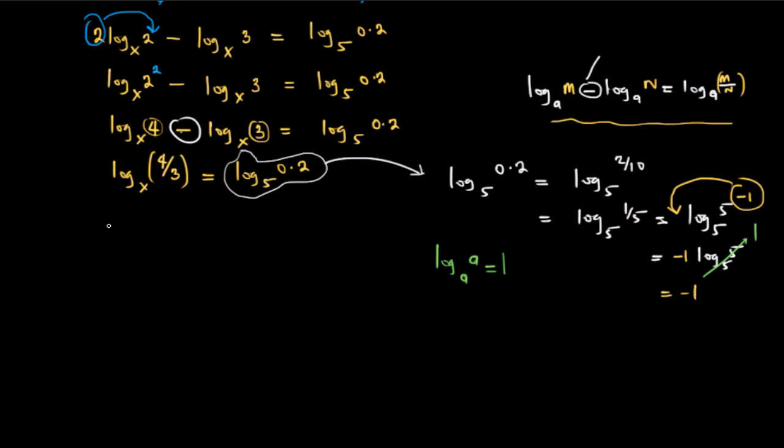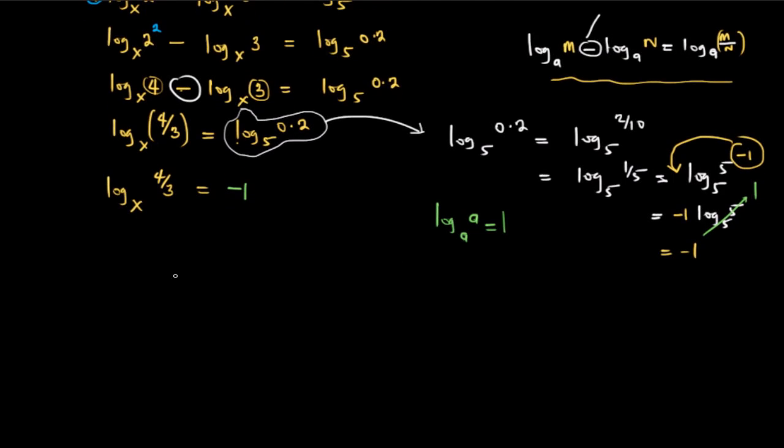So I can rewrite my equation as the log to the base x of 4 over 3 equals -1. But then what I have here is a logarithmic equation, and I want to find x. To find x, I need to rewrite this equation in a format that will make it very easy for me to find x. So I need to change the equation from logarithmic form to an exponential form.